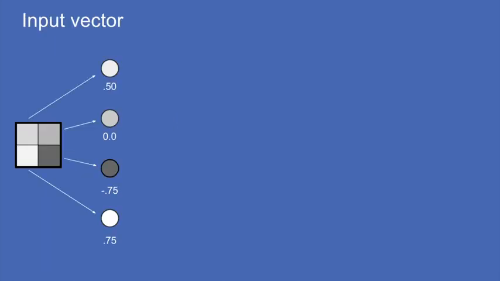So these values, once you have them broken out and listed like this on the input neurons, it's also called the input vector or array. It's just a list of numbers that represents your inputs right now.